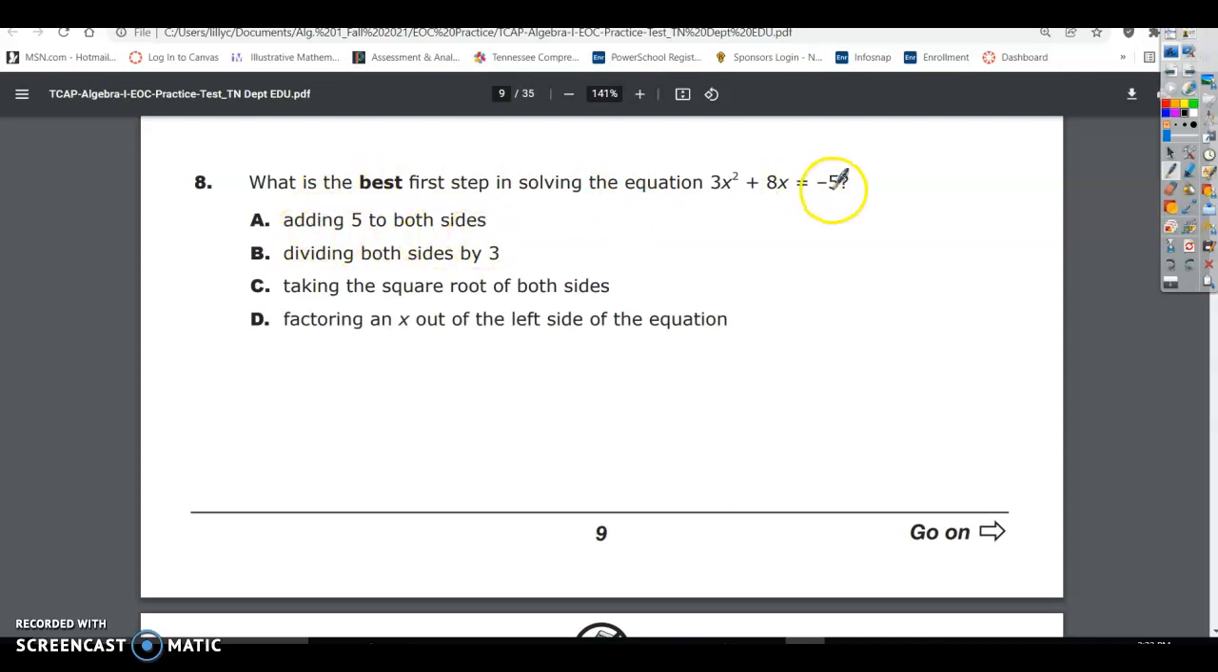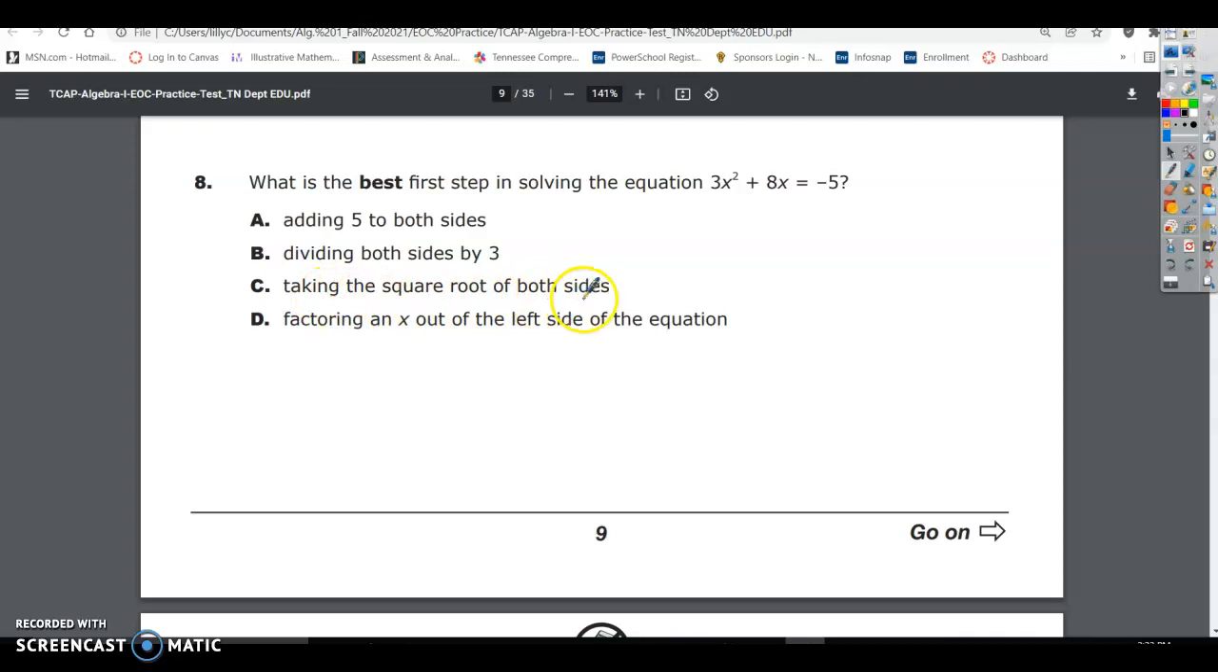Add 5 to both sides. That seems like a very good choice. Dividing both sides by 3. Okay. If we divide everything by 3, it's going to get the leading coefficient down to a 1, but it's going to give us fractions for the other two. So it's probably not the best first step.